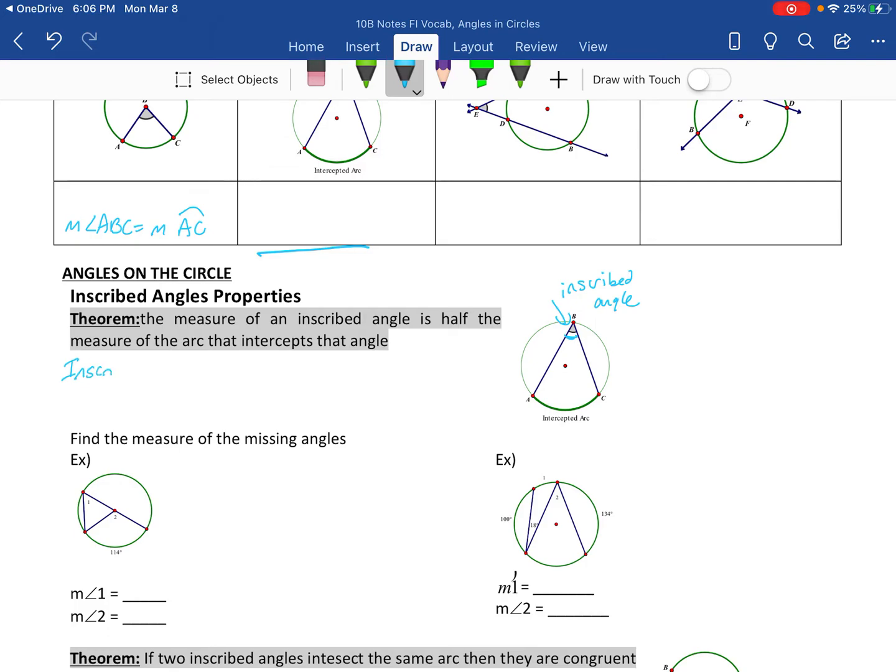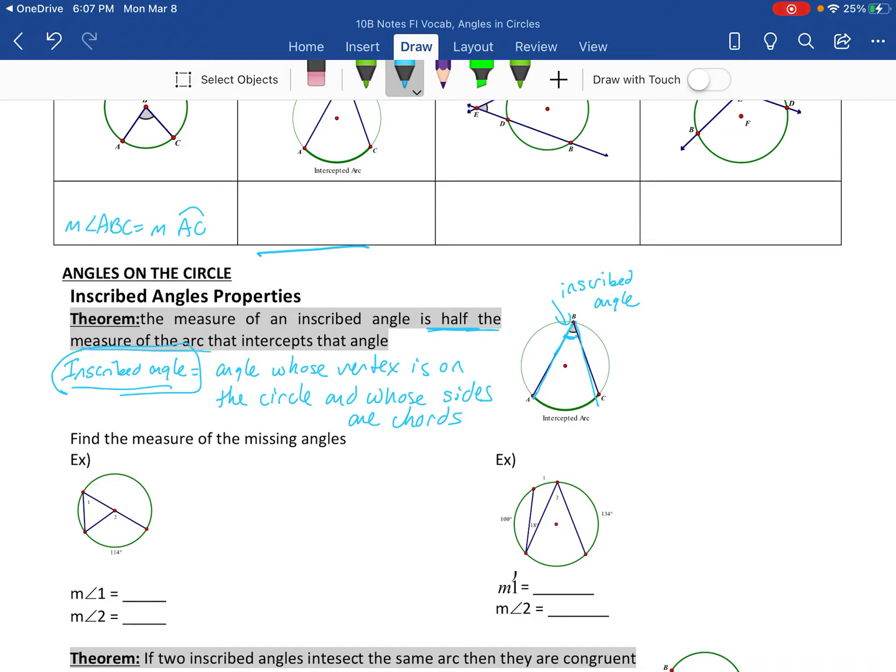Okay, an inscribed angle is an angle whose vertex is on the circle and whose sides are chords. Okay, and I'll make sure that this is in the notes here. So this is an inscribed angle because it's on the circle and the sides are chords, so it does not come from the center. Okay, a central angle comes from the center.